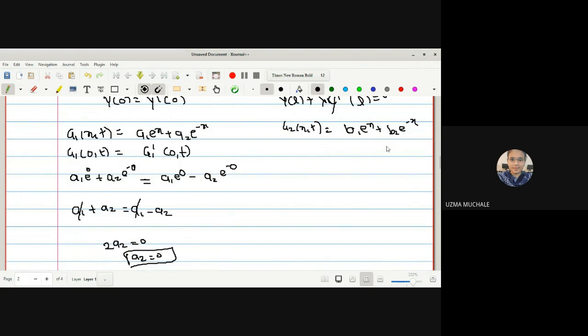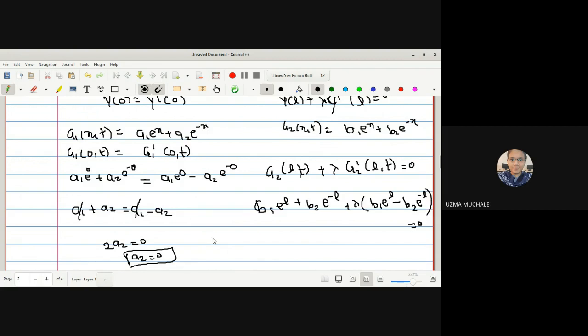Now let us verify the second condition, that is g2 of l, t plus lambda times g2 dash of l, t equal to 0. What is g2 of l, t? It will be b1 e raised to l plus b2 e raised to minus l, plus lambda, and now we have to write the derivative: b1 e raised to l minus b2 e raised to minus l. I am writing the derivative directly. Okay.